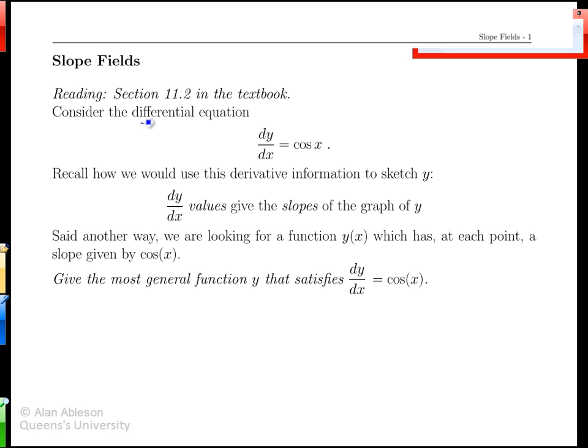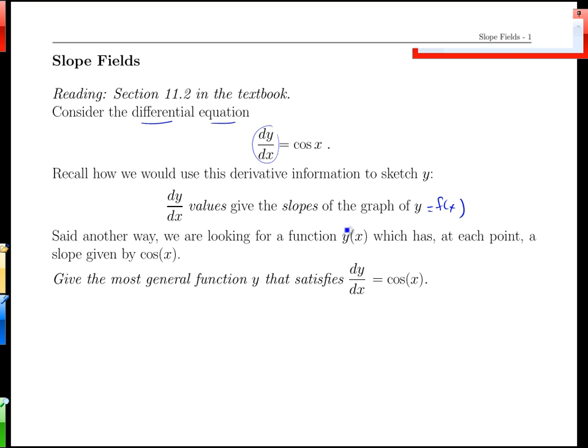Here's a differential equation. Notice it's an equation. We have an equality, and it has a derivative in it, this dy dx. So here's a differential equation: dy dx equals cos of x. If we were looking at the graphical interpretation of this, we had a relationship earlier. The dy dx values give the slopes on the graph of y as a function of x.